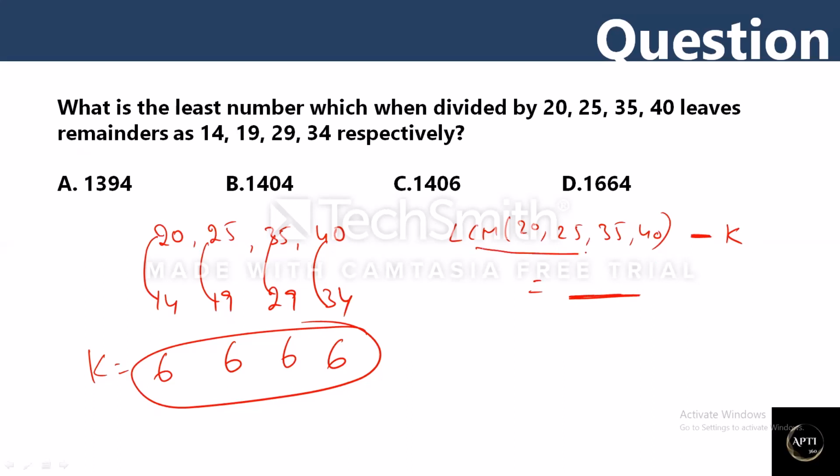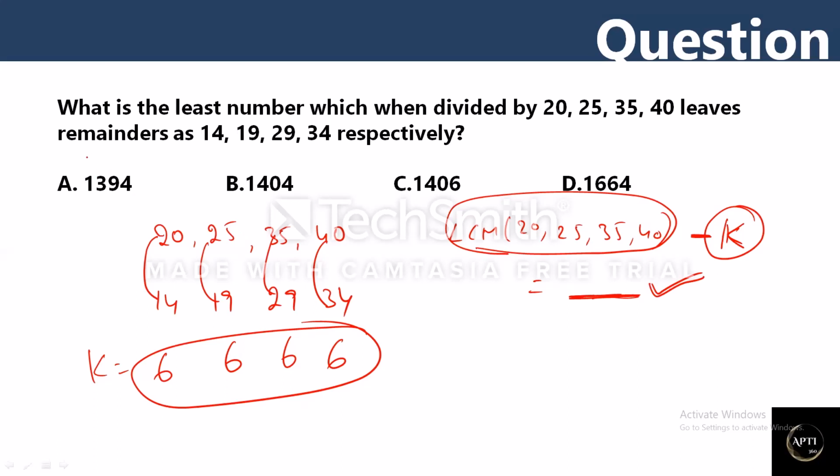Here we are calculating the LCM of the given values minus K, that is minus 6, which will give you an answer that is in one of the given options. Now what I'm trying to say is, I'm not going to calculate the LCM of 20, 25, 35, 40. What I'm trying to do is take the options and add 6 to the given options to get the LCM. Very simple.